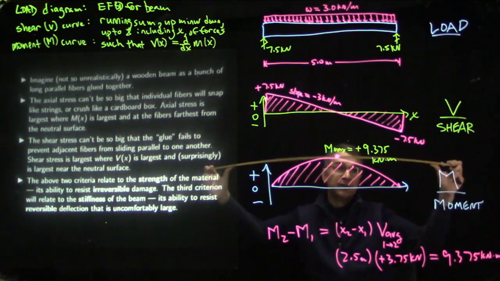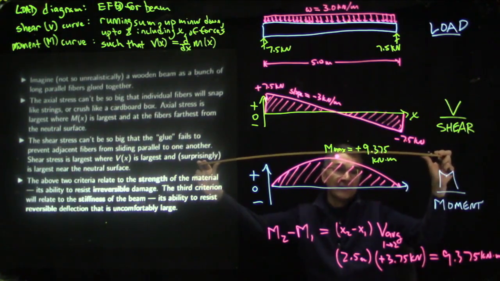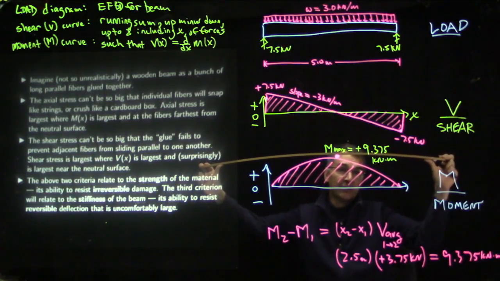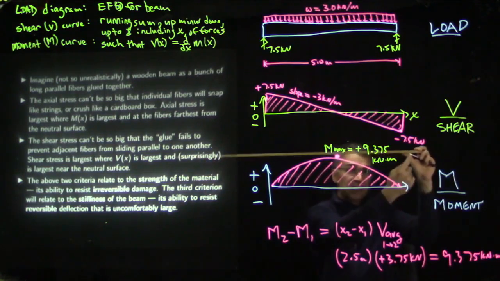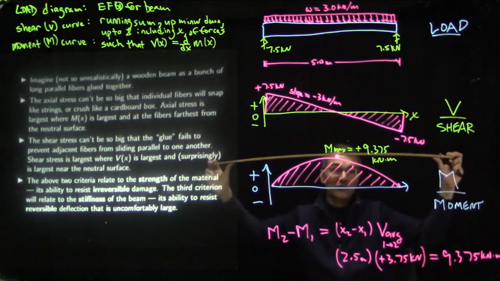The neutral surface: if you bend a beam like this, and I think I'll have a better prop next time, the top stretches and the bottom squishes. Well, about halfway down there is a plane through the middle of the ruler that doesn't stretch or squish. That's called the neutral surface.